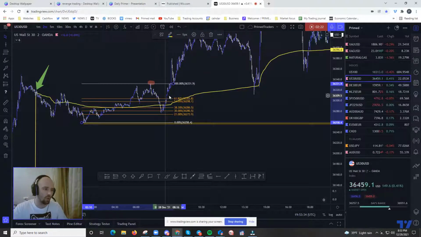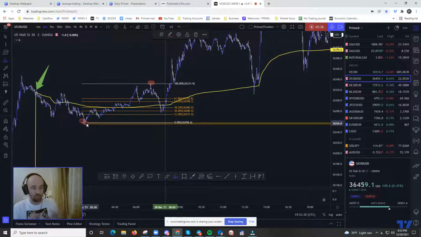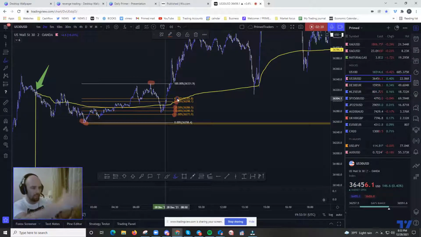If you're looking to go long, that's a very simple way. This is how we use it at Prime Traders, and this was our sole strategy. We were literally a pullback system, but now we added some things, changed some things, and it's a whole new world. These are the levels we use: 21, 30, 38, 54, 61. Depending on what's happening in the markets is what we're going to use.